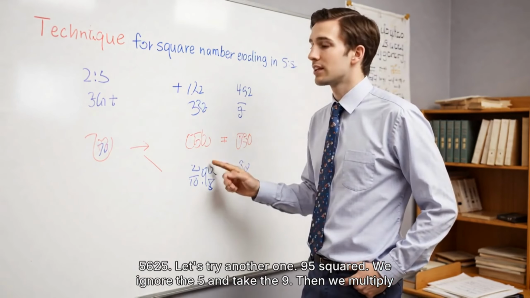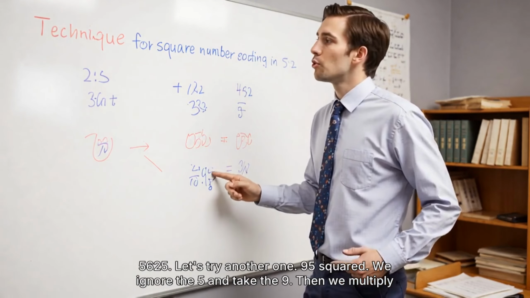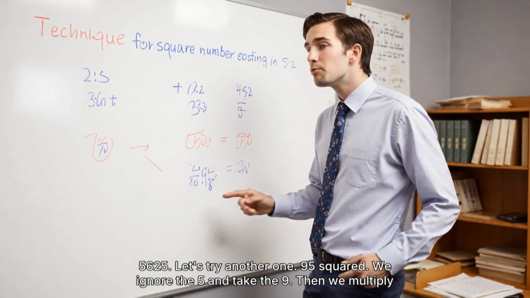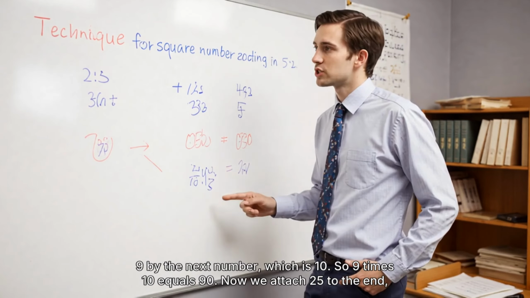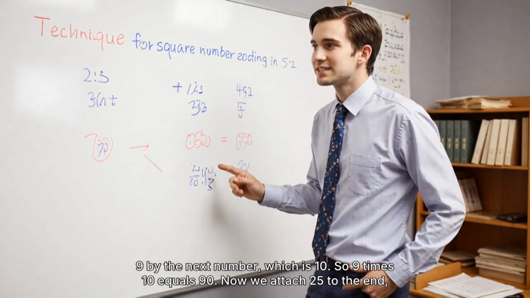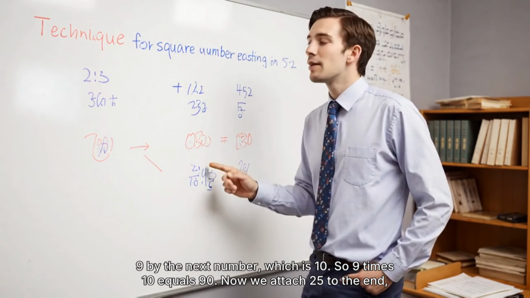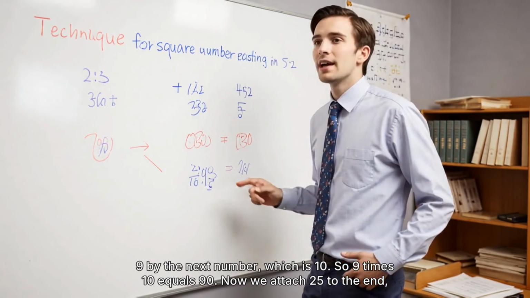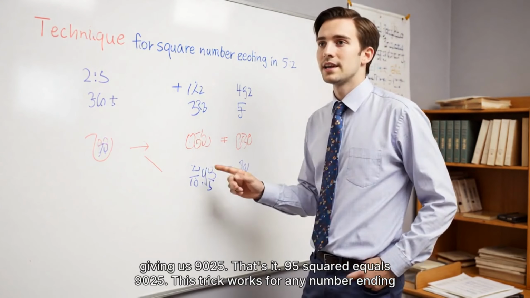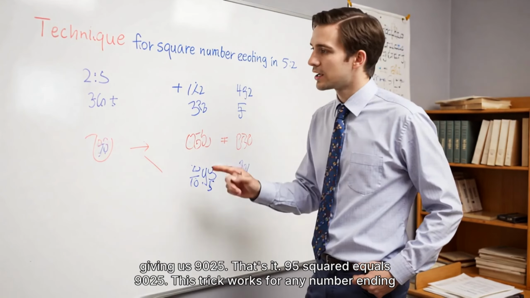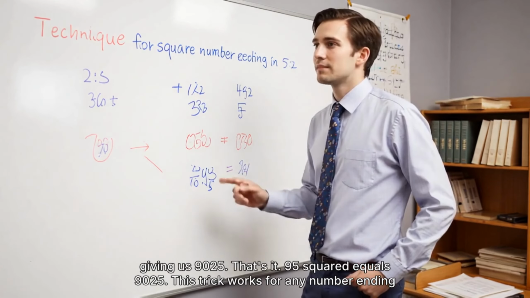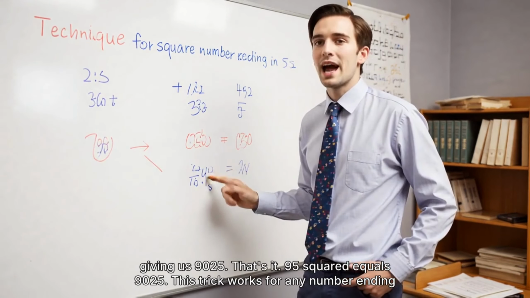Let's try another one, 95 squared. We ignore the 5 and take the 9. Then we multiply 9 by the next number, which is 10. So 9 times 10 equals 90. Now we attach 25 to the end, giving us 9,025. That's it. 95 squared equals 9,025. This trick works for any number ending in 5.